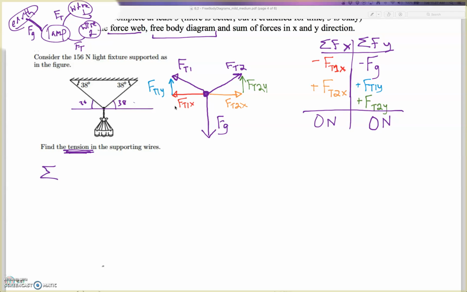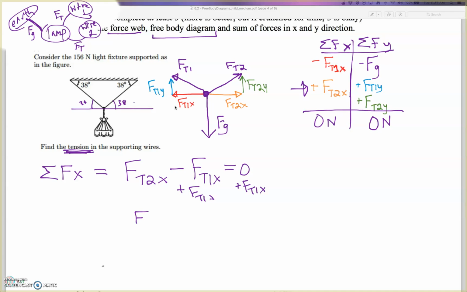So I'm going to start out with my x direction. The sum of the forces in the x direction is equal to, and I'm going to start right here just because it's the positive one, and I'm not going to keep color coding because I think it'll take me too long. So force tension 2 in the x direction minus force tension 1 in the x direction equals 0. So together those equal 0. I can add this force over to the other side of the equation. And so that tells me that force tension 2 in the x direction is actually equal to force tension 1 in the x direction.